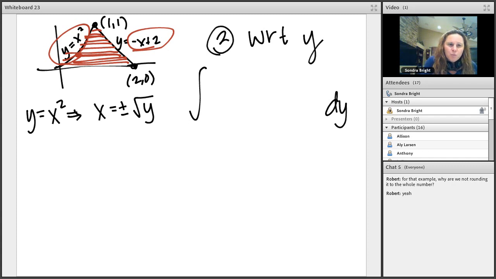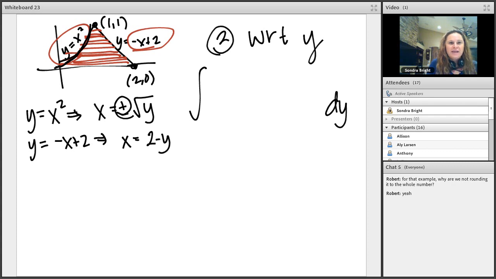This is only the right-hand side of it, so it's just the positives. You don't include the negative. And then the y equals negative x plus 2. I'm going to solve for x instead, and so I'm going to have 2 minus y as the second guy. Notice that for when it's dy, you want the rightmost, because that's the bigger x values, minus the leftmost.